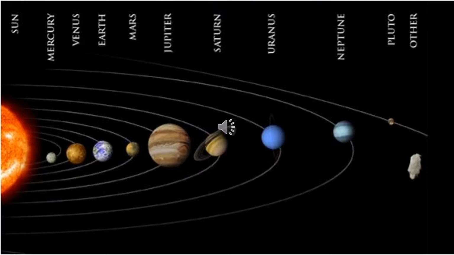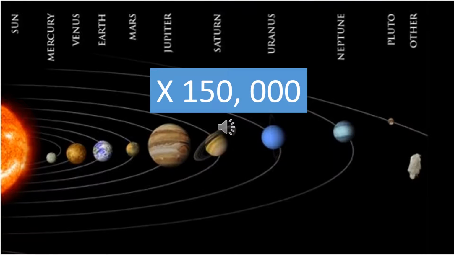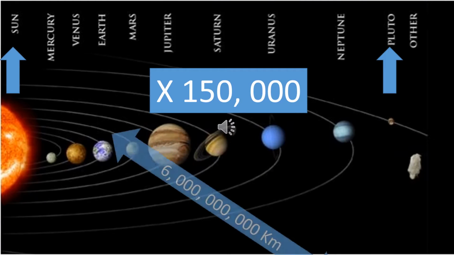Now, if you thought that was big, then that's nothing. If you take the Earth and you multiply it by 150,000, that would be the distance from the Sun to Pluto, or in other words, 6 billion kilometres.